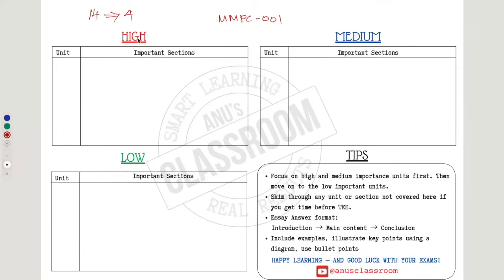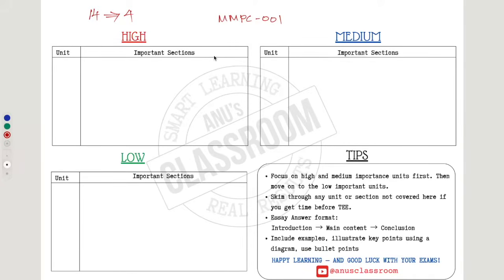But when it comes to learning for term end examination, not all parts of the syllabus carry the same weight for your exam. And in this video, I will be walking you through the most important units and sections of MMPC 1 so that you can focus your efforts where they matter the most. We will be starting with the most important units and sections within those units first, and then we will follow it up by the medium and low priority ones.